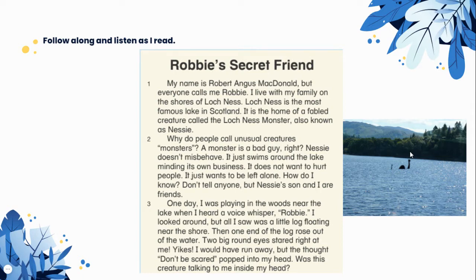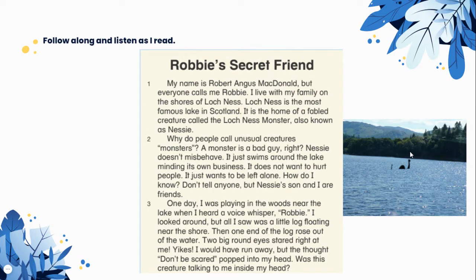Robbie's secret friend. My name is Robert Angus MacDonald, but everyone calls me Robbie. I live with my family on the shores of Loch Ness. Loch Ness is the most famous lake in Scotland. It is the home of a fabled creature called the Loch Ness Monster, also known as Nessie.